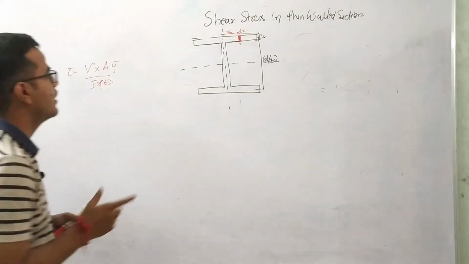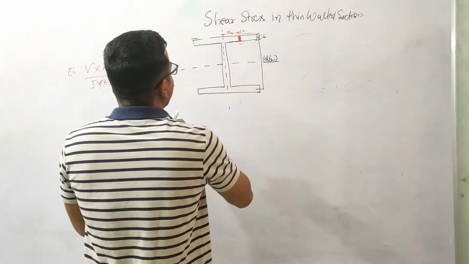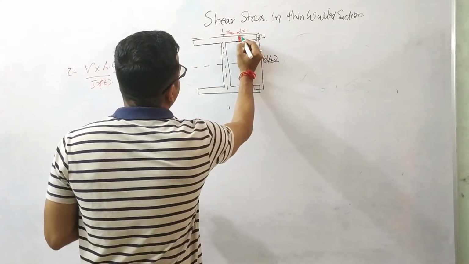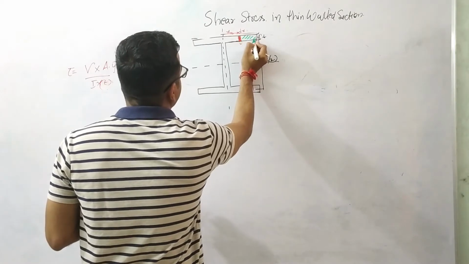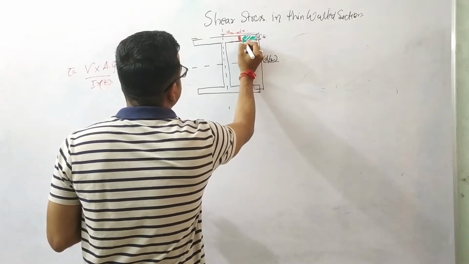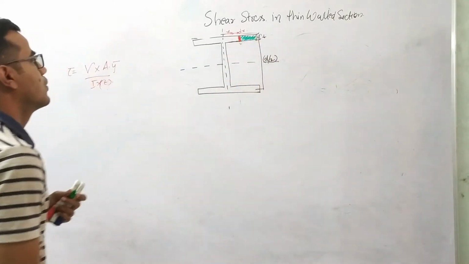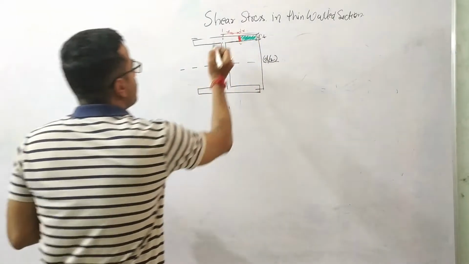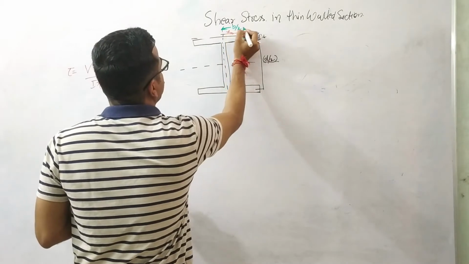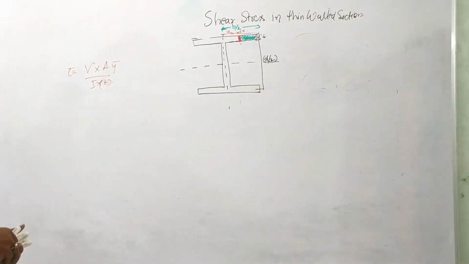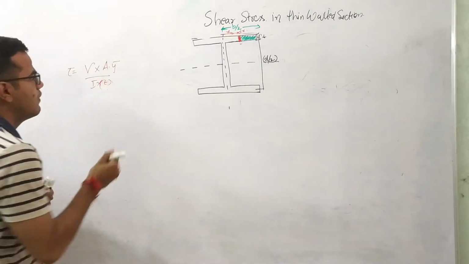Now it's up to me which area's first moment of area we need to consider. Either I can take this moment of area or this moment of area. I am taking this one. The area for which I will consider the first moment of area will be this area. This width is nothing but b by 2.